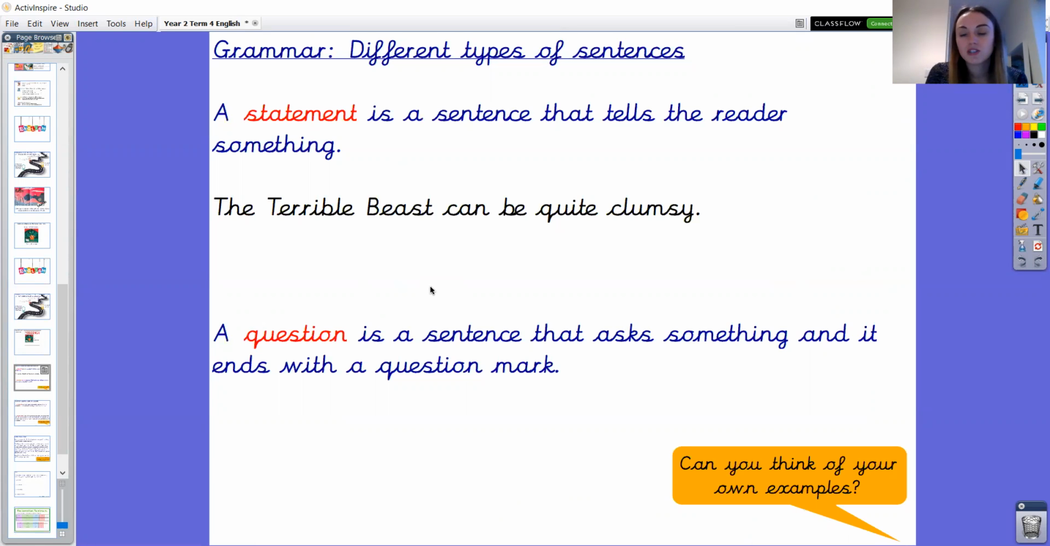You could also use a question. So a question is a sentence that asks something and it ends with a question mark. So please pause the video here to have a think about a question you might use in your wanted poster. I'm particularly thinking about the start of your wanted poster. What might you be asking the audience who see your poster?